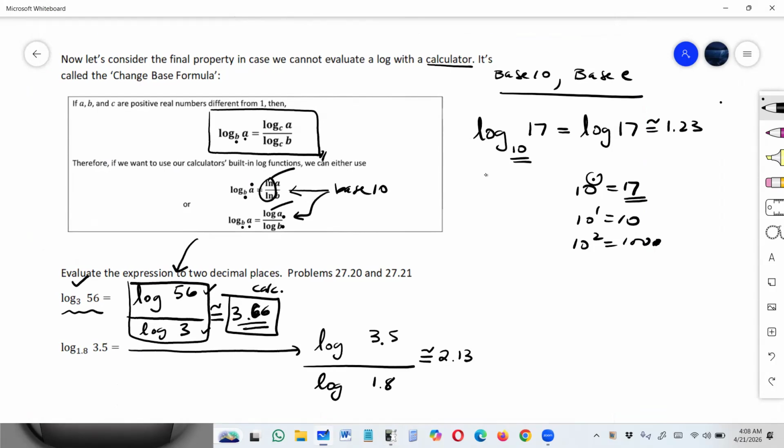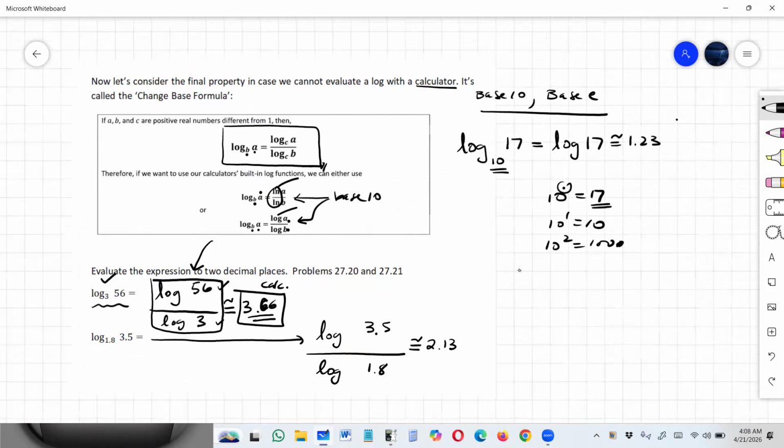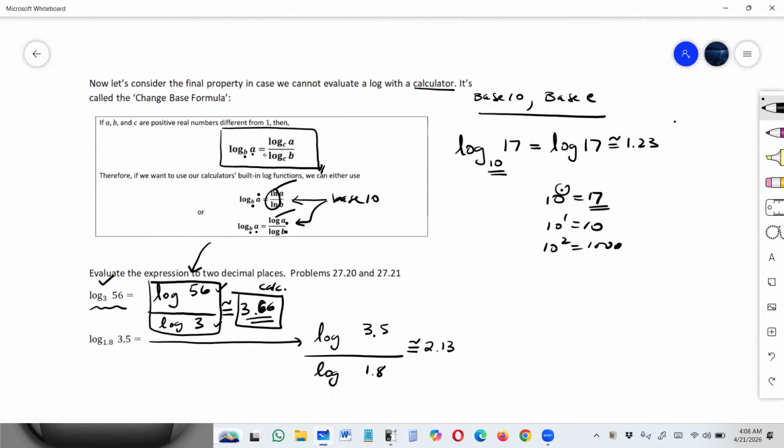Okay, so this is section 27, the three properties of logs, and this last formula, which we call the change of base formula.